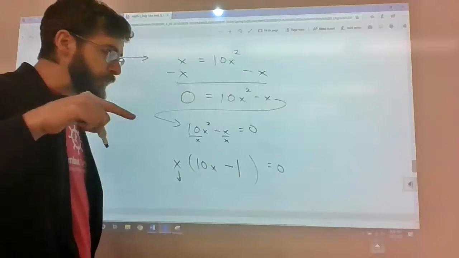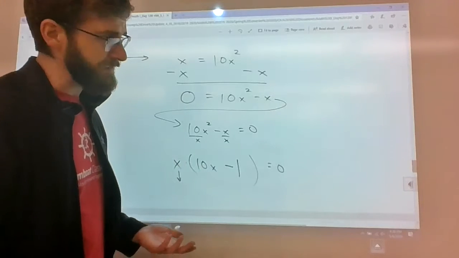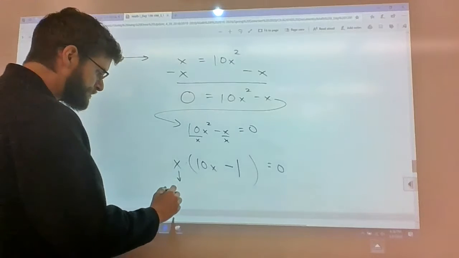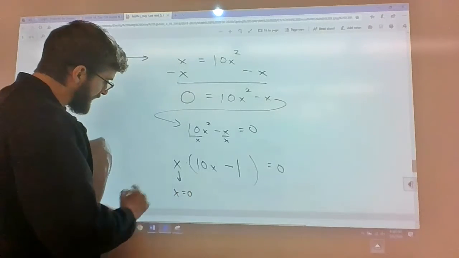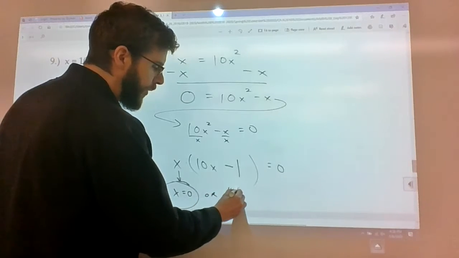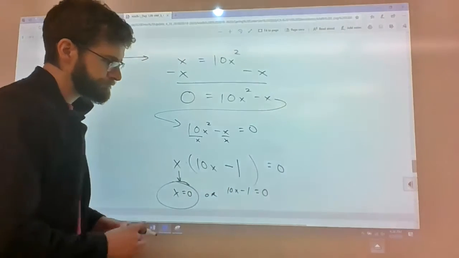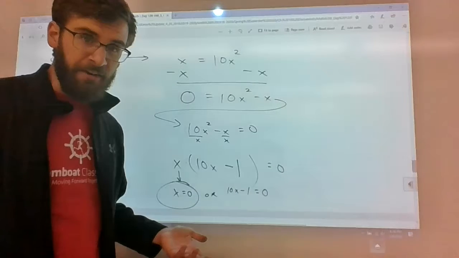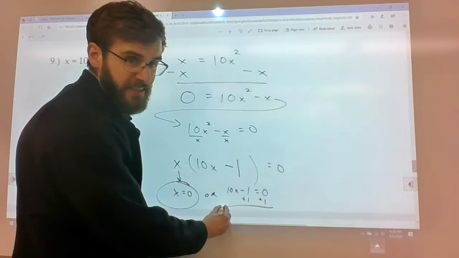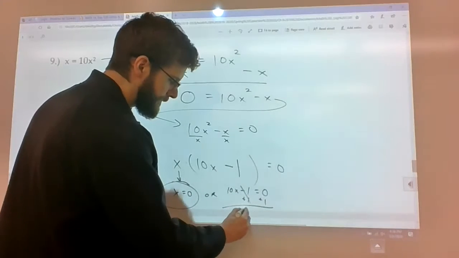So now we can go directly to the zero product property. We don't have to do AC method factoring because we don't have a 3-term trinomial. So x is equal to 0 right off the bat, or 10x minus 1 equals 0. Which, quick math, add 1, divide by 10. It's 1/10.